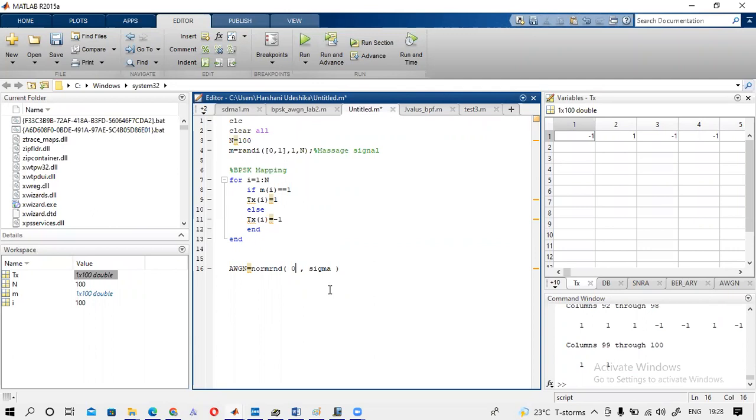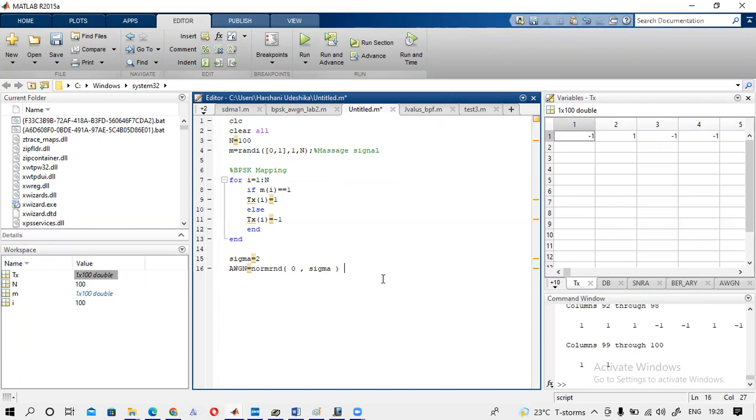So I put it as a sigma. What does this sigma refer to? Actually sigma square refers to the power. I can assign some value to this sigma. So if sigma is 2, then the power will be 2 square, that means 4. So here I can generate this kind of random variable.